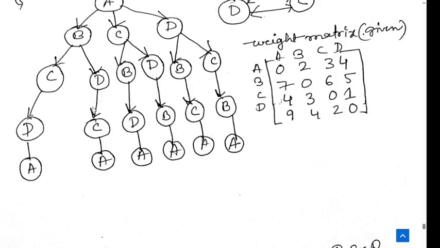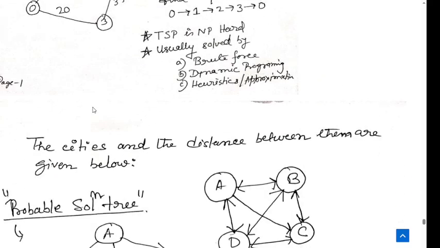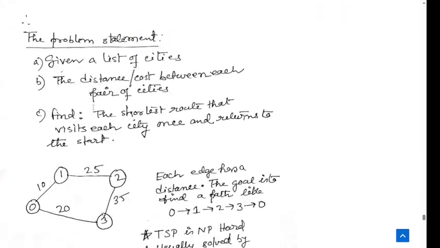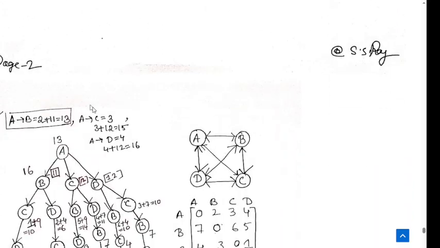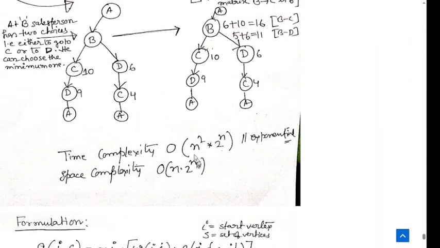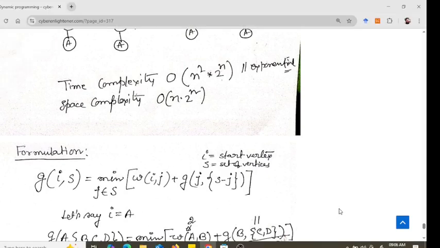So what is the time complexity of this algorithm? The time complexity is O(n squared times 2 to the power n), which is exponential by nature, and the space complexity is O(n times 2 to the power n). So both the time complexity and space complexity are not good, but this is just to show how it can be solved using dynamic programming. I hope you understood.